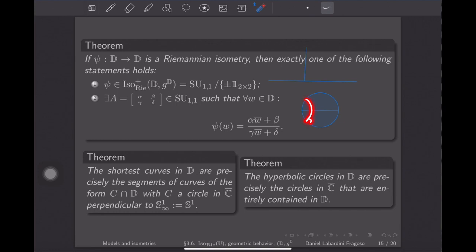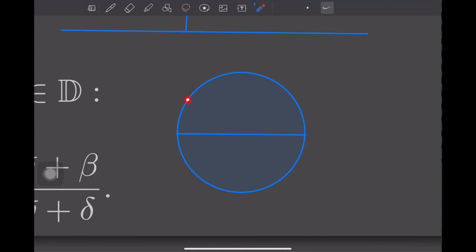Okay, and then how about hyperbolic circles? Well, we know that the hyperbolic circles in the upper half plane are precisely the Euclidean circles contained in U. So just map those to D, and what you obtain is that the hyperbolic circles in D are precisely the circles in C bar entirely contained in D. So they are the Euclidean circles entirely contained in D. That means that if I take one point here and then I take a Euclidean tangent circle here, that one is not a hyperbolic circle because it's not entirely contained in D. Namely, the tangency point is not in D. So don't get deceived. These ones actually receive the name of horocycles.